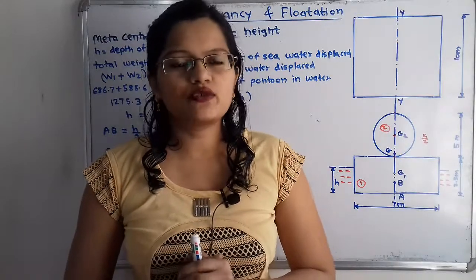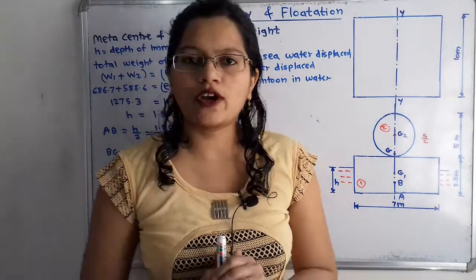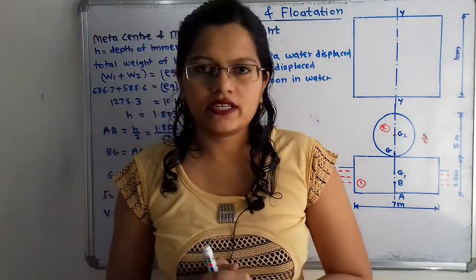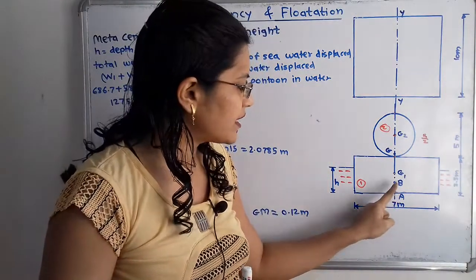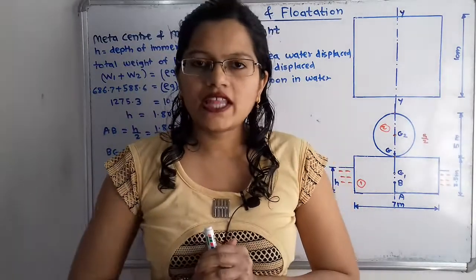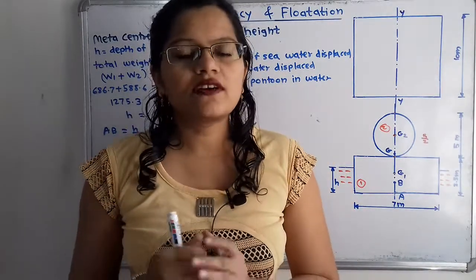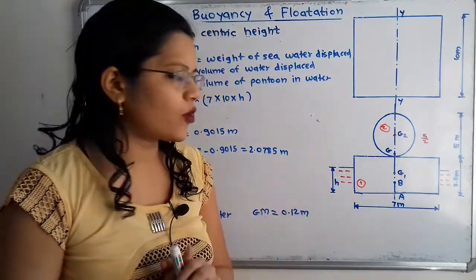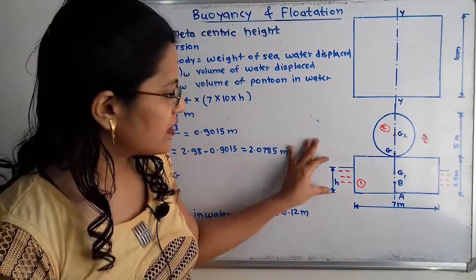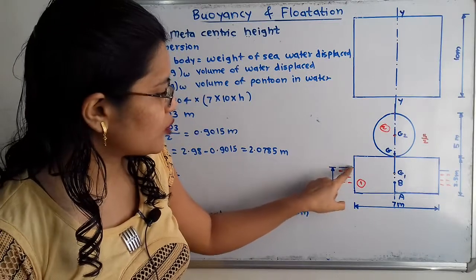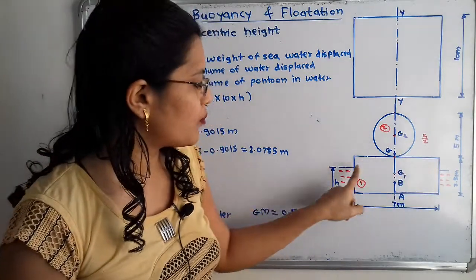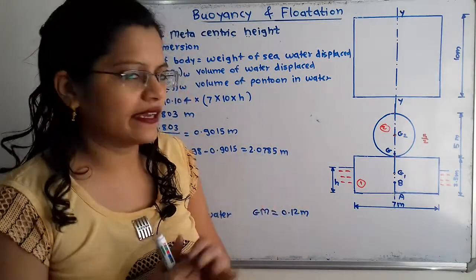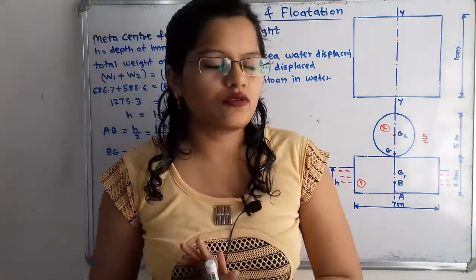Now we will find out the location of the center of buoyancy point for this whole body from the bottom point A, that is the distance from A to B. For that we must know the value of the depth of immersion of this pontoon in the water. So we will consider here the height h, that is the depth of immersion of this rectangular pontoon in water. We have to show it in the diagram. So how to find out that?